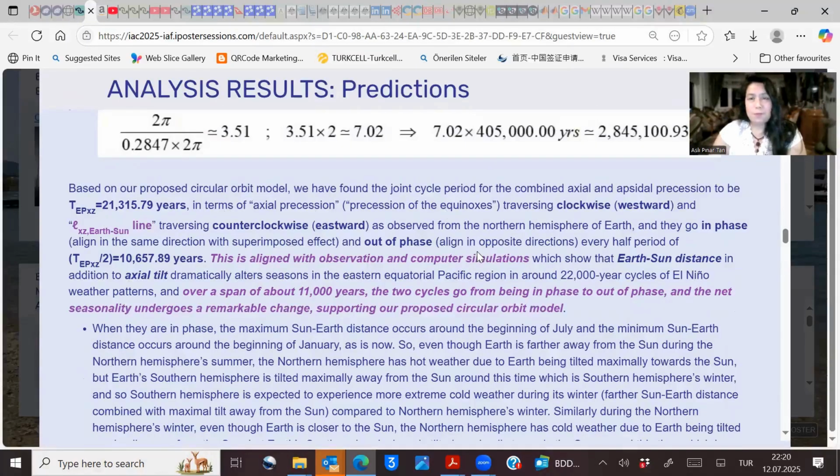The precession of the equinoxes and the axial line being in phase and out of phase around every 10,600 years or so is aligned with the observation and computer simulations which show that Earth-Sun distance, in addition to actual tilt, dramatically alters seasons in the eastern equatorial Pacific region in around 22,000 year cycles of El Niño weather patterns.